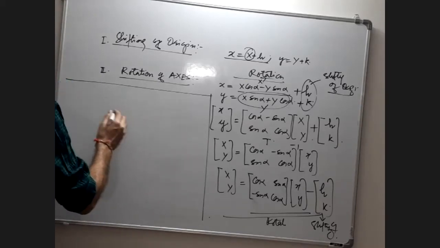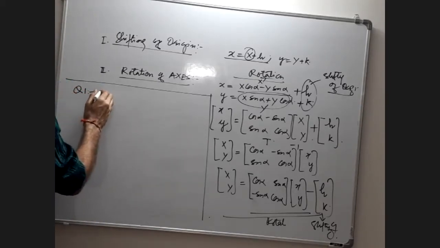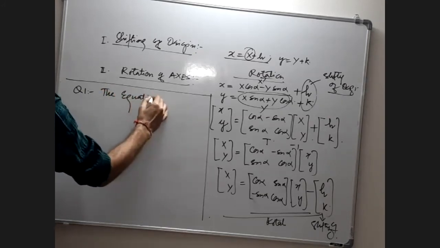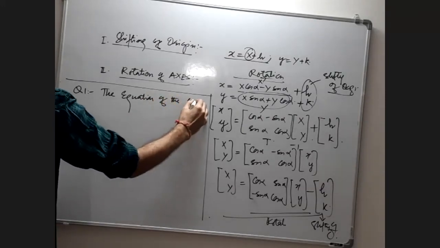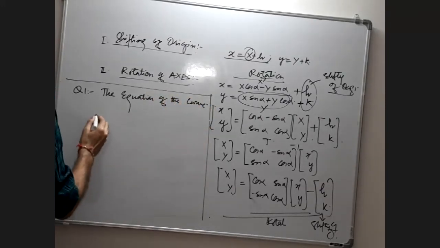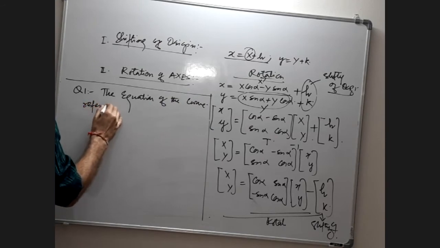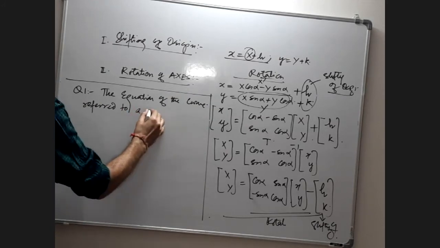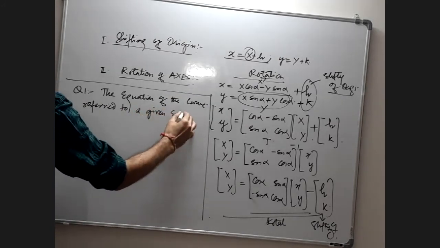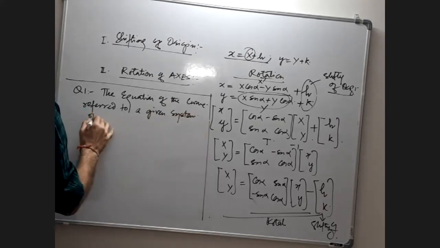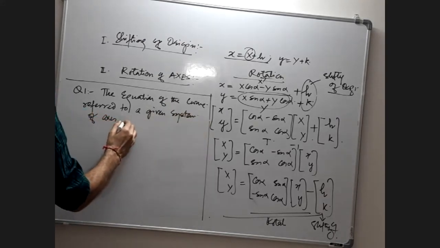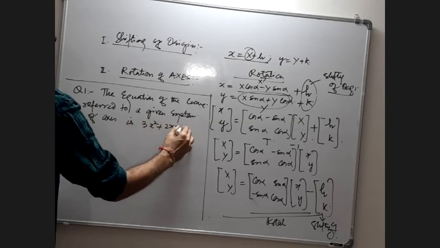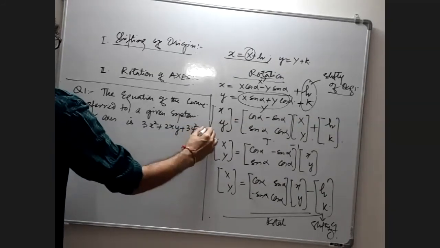You write down the question. Question number 1 is here. The equation of the curve referred to a given system of axes is 3x squared plus 2xy plus 3y squared is equal to 10.